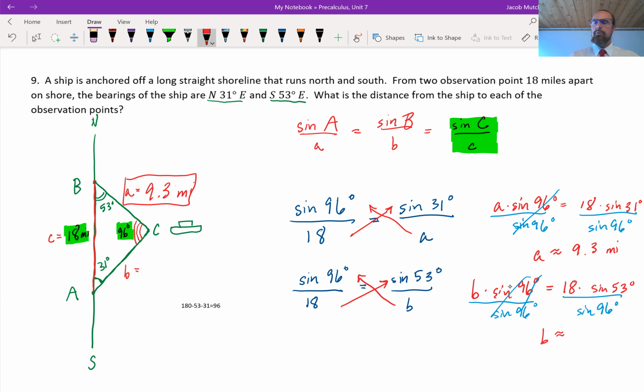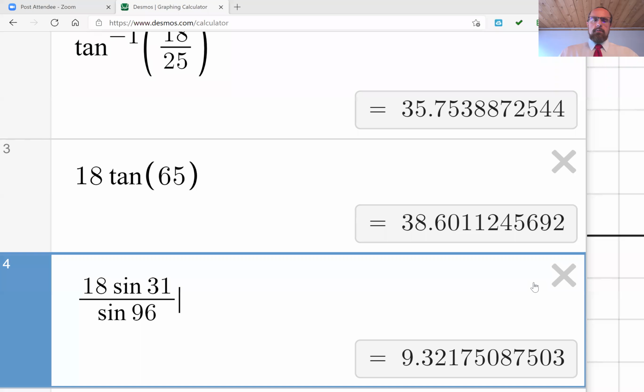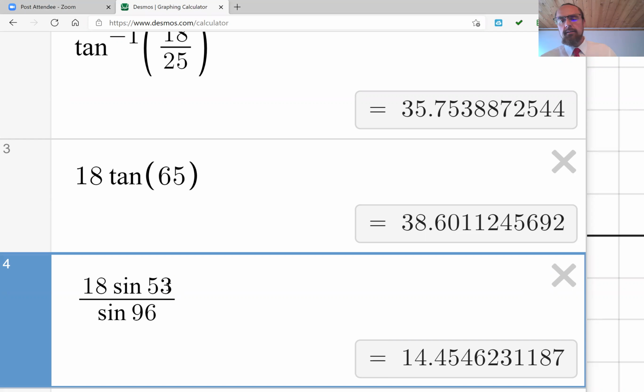So a very similar setup. It's just my angle of 31 degrees has changed to 53 degrees. So in fact, what we could do is just use the same setup that we had just typed in and substitute out 31 degrees for 53 degrees. And that's going to give me a length of 14.5 miles.